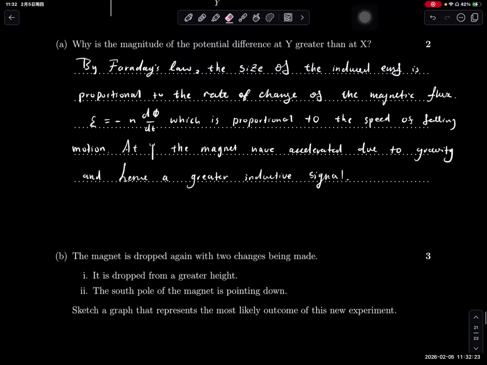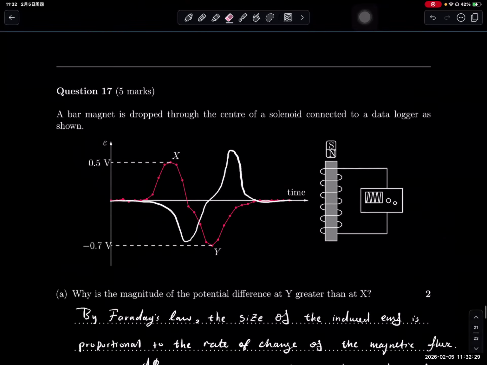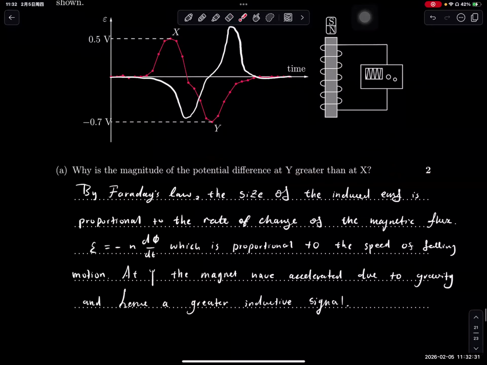Yeah, and then part B is to graph if the magnet is dropped from a greater height and with the south pole pointing down. So if it's dropped from a greater height, you have to delay the time a little bit. It needs a longer time to enter the tube. So your peaks need to be delayed. That's one thing you need to mention.